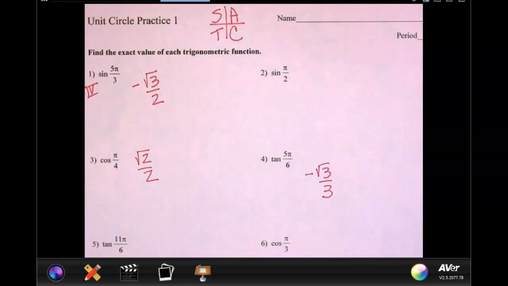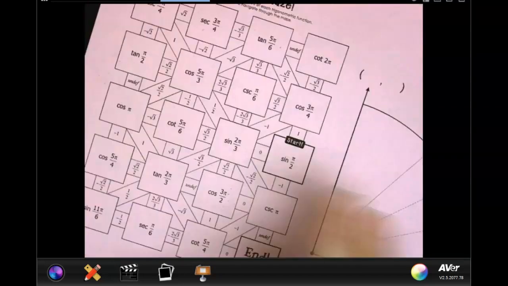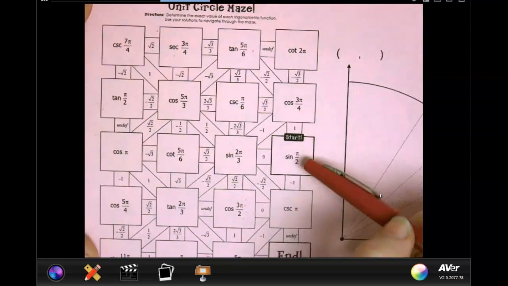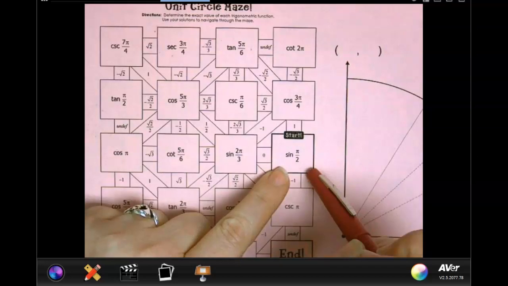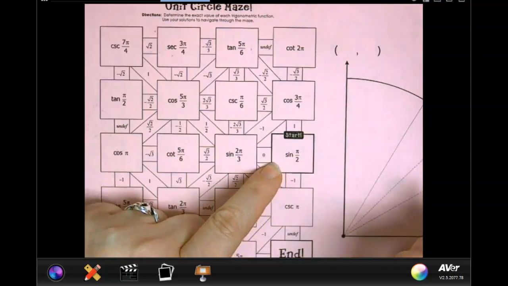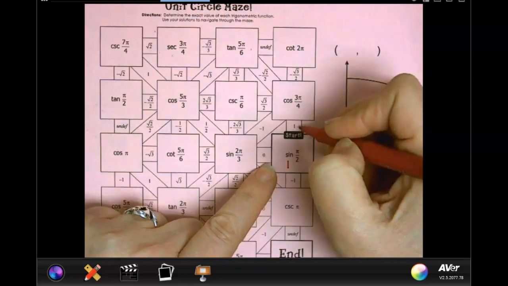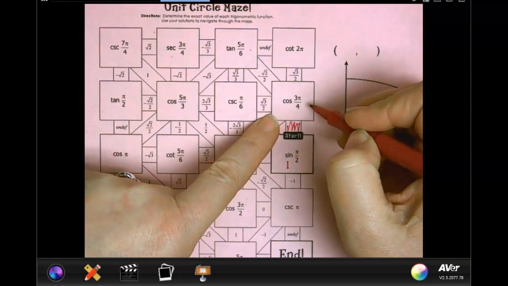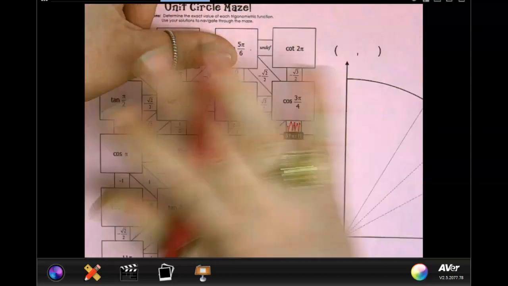All right. Flip this over. Let's look at this little maze. So we start here. We start at sine of pi halves. What is the sine of pi halves? 1. So that means I shade in my 1 and I move on to this box. Make sense? Okay. And that's how you go through it.